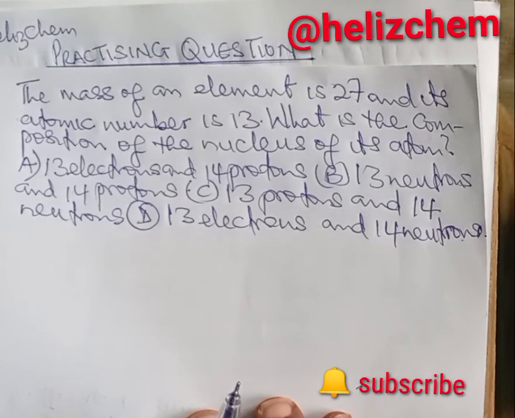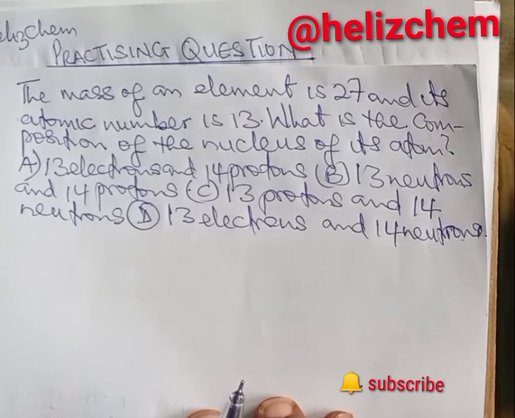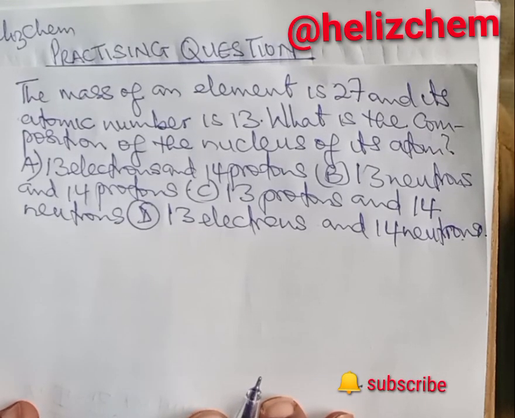Again, let us look at how well you can solve this question. This is the question. The mass of an element is 27 and its atomic number is 13. What is the composition of the nucleus of its atom? You are given the following options.